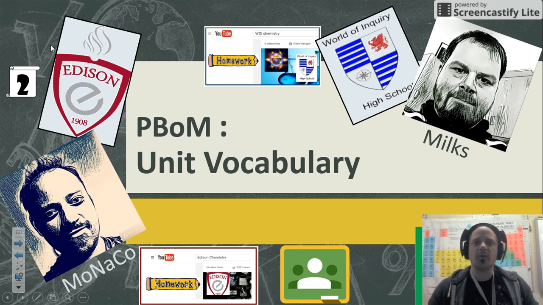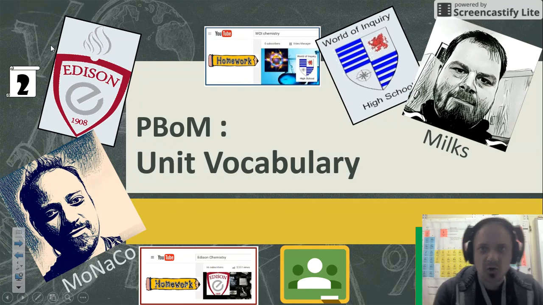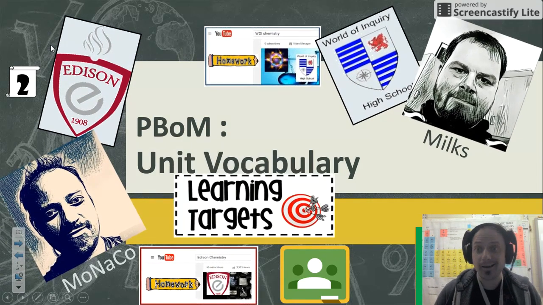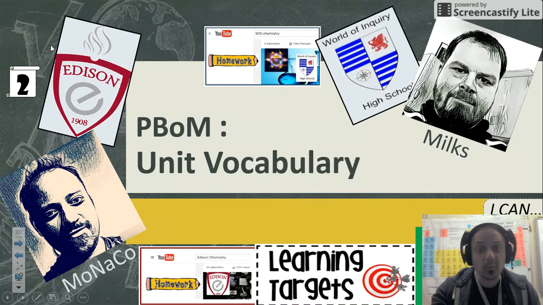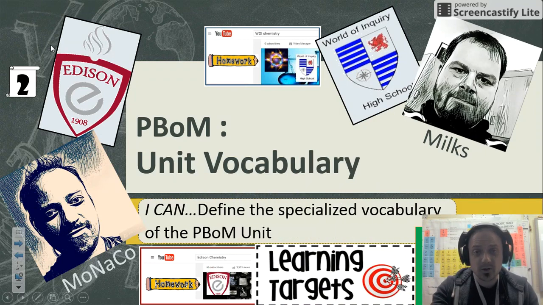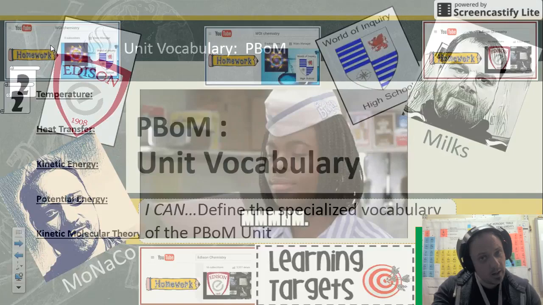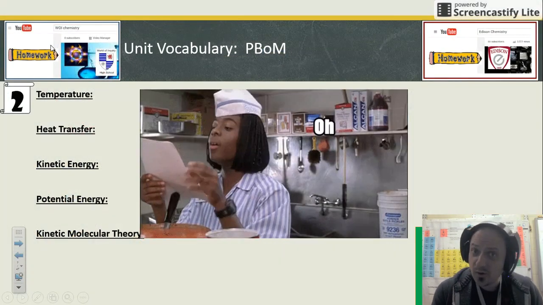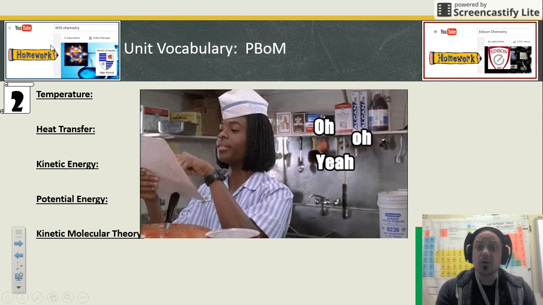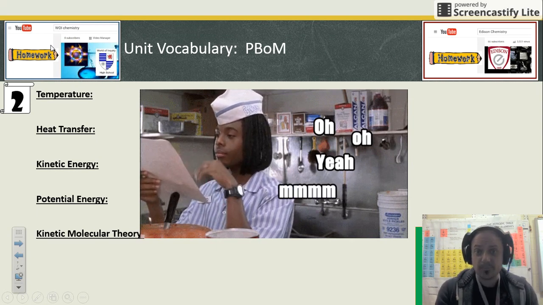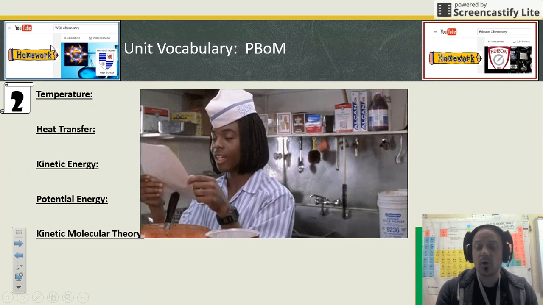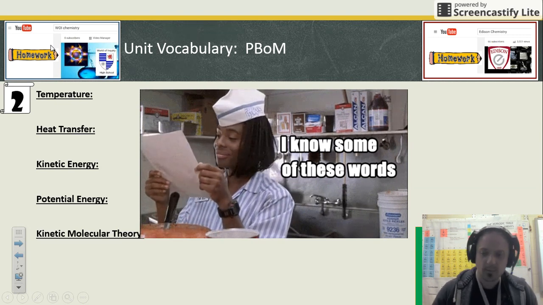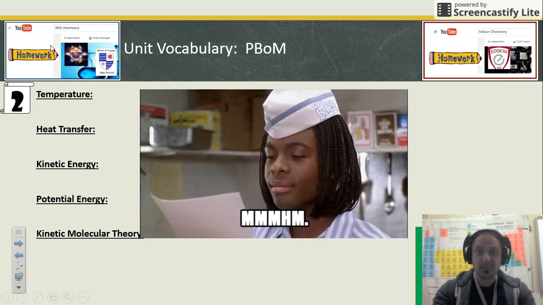I'm going to hit you up with your unit vocabulary for our physical behavior of matter unit. So our learning target, as always: I can understand and define the vocabulary of the PBoM unit. All right, so we got 20 words coming your way. Let's check it out. Some of these words I'm sure you're going to recognize, so start paying attention to those ones that repeat. These are going to be common throughout all units this year and definitely on the Regents exam, not reference table.